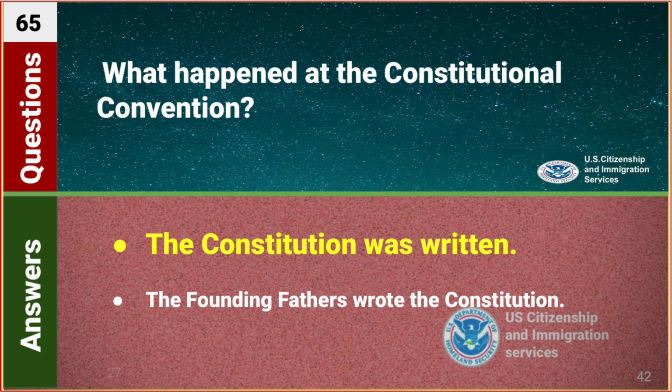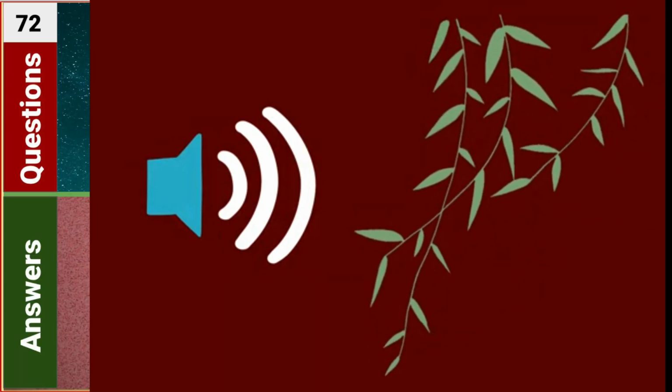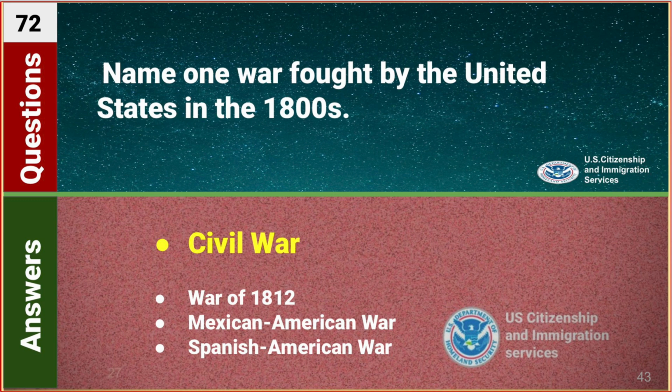What happened at the Constitutional Convention? The Constitution was written. Name one war fought by the United States in the 1800s. Civil War.